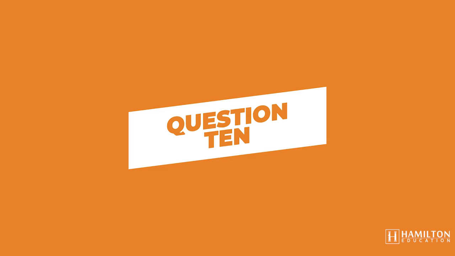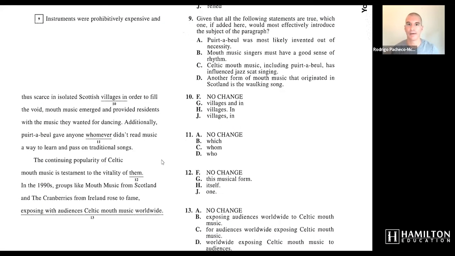Question 10 is a punctuation question. We have two independent clauses, and in between those clauses, we have a descriptive phrase or an introductory phrase.